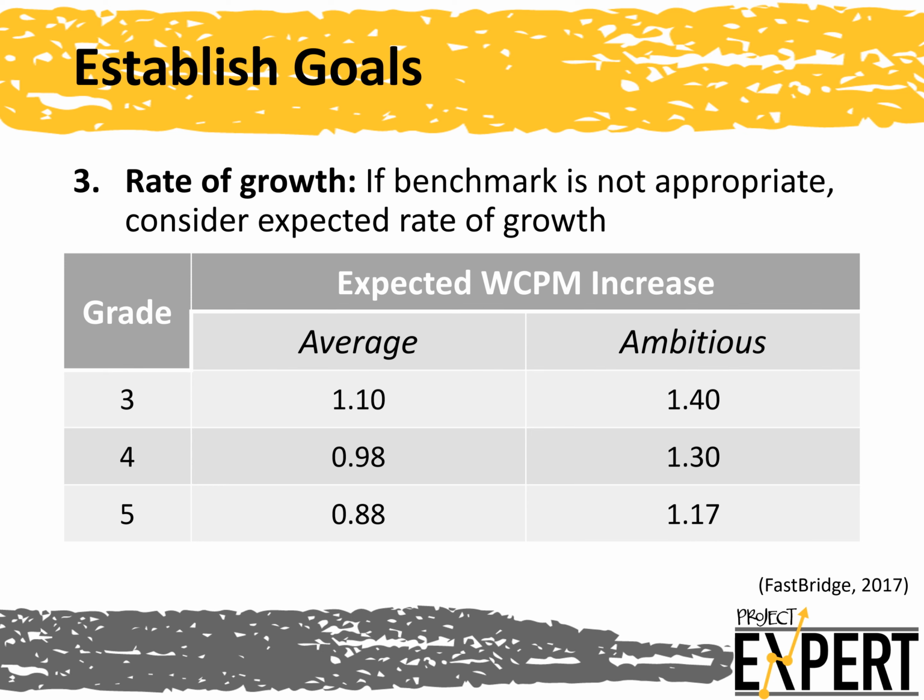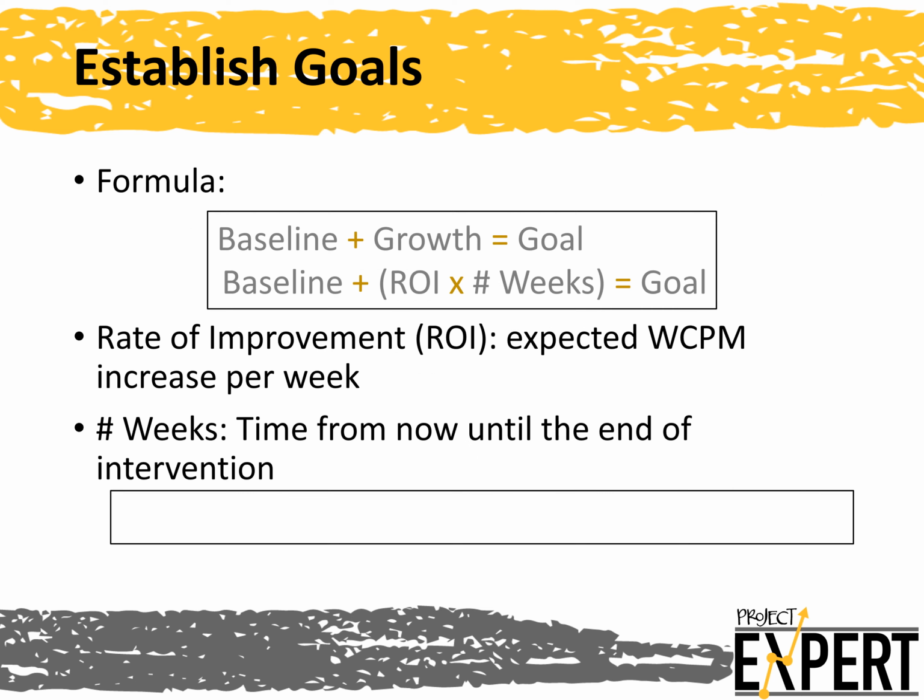Let's look at national norms for growth rates. Research has shown us how students, on average, in different grades, grow on ORF from week to week. For example, students in 3rd grade grow, on average, by 1.1 words correct per minute each week. However, students in 3rd grade who grow at a relatively faster rate grow on average by 1.4 words correct per minute. This might be a more ambitious rate of growth to strive for.